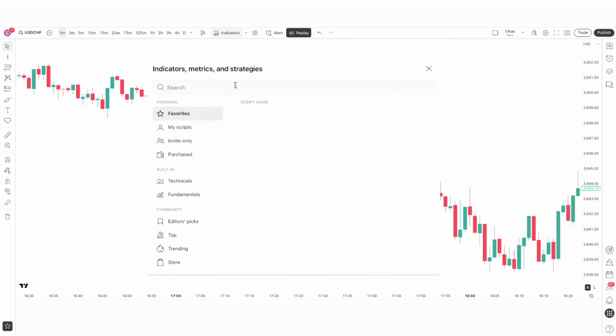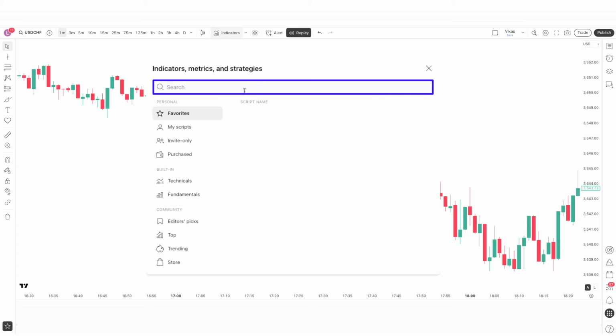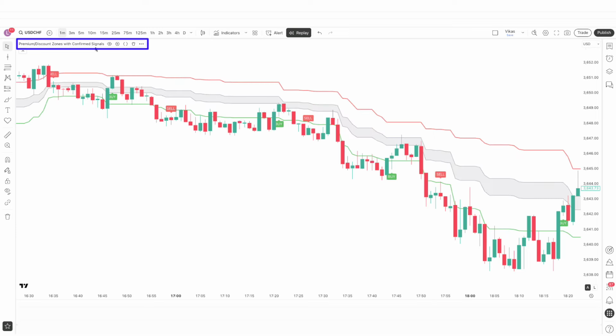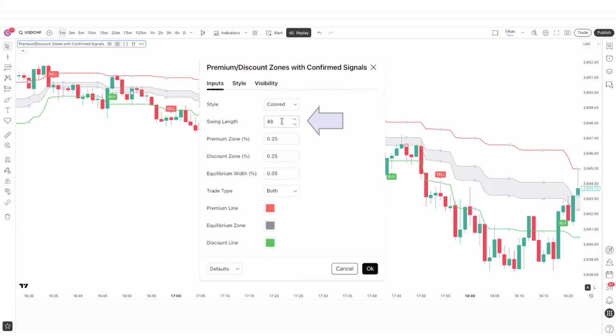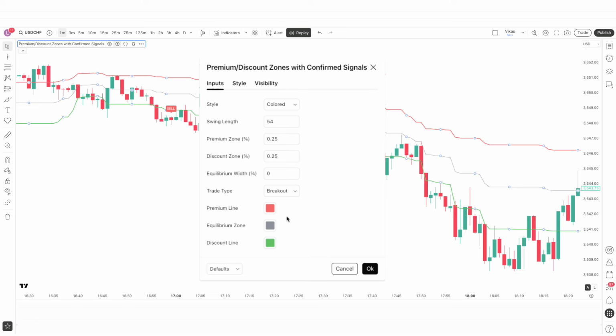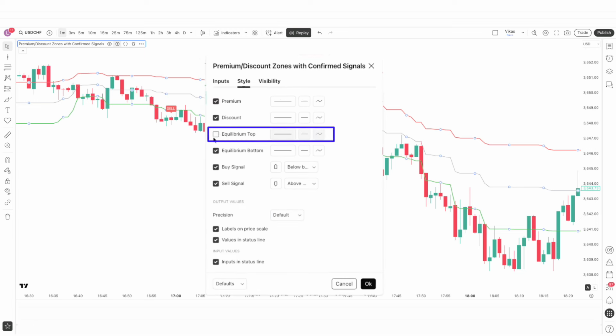First of all, we will search the Premium Discount Zones indicator in the search box of Tradingview. After that, we have to click on Premium Discount Zones option, in which we have to change some setting. We have to change this swing length option from 48 to 54. Change this equilibrium width option from 0.05 to 0. Change this trade type option from both to breakout. We need to hide these options.